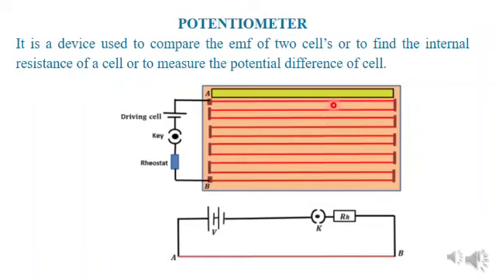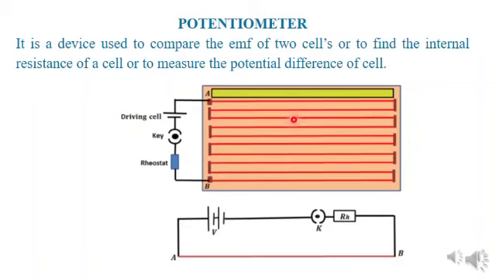This wire is fixed on a wooden board. This is usually done by 10 pieces of wires, each one having length 1 meter, fixed parallel to each other on a wooden board, with their endpoints connected by copper strips so that the combination acts as a single stretched wire of 10-meter length. A meter scale is fixed parallel to the potentiometer wire on the wooden board.